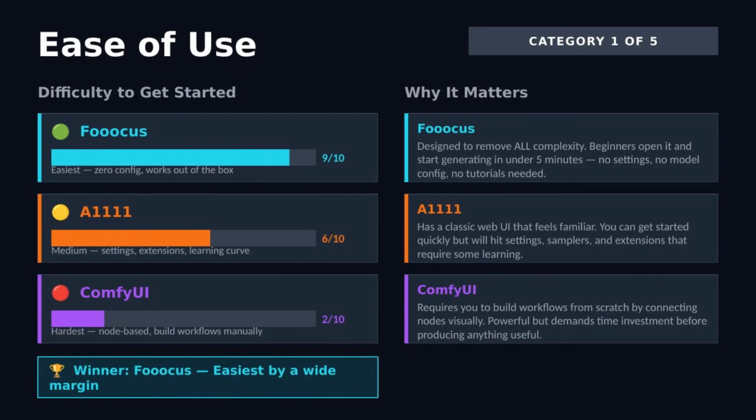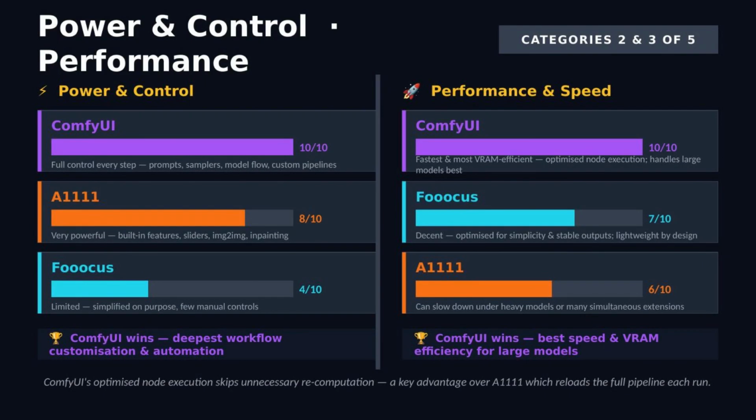Key comparison points. Ease of use. Fooocus is the easiest, requiring almost no configuration and working out of the box. Automatic1111 is medium difficulty, with settings, extensions, and options that need to be understood. ComfyUI is the hardest, using a node-based system where users connect different steps visually to build workflows.